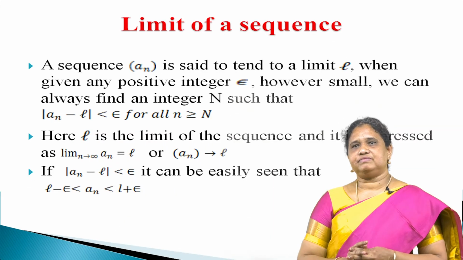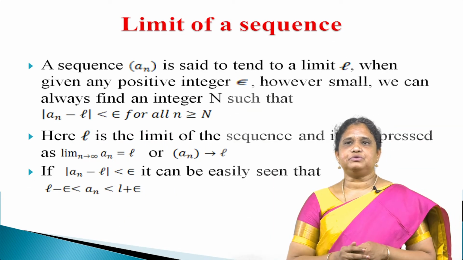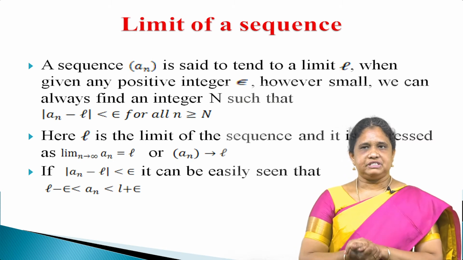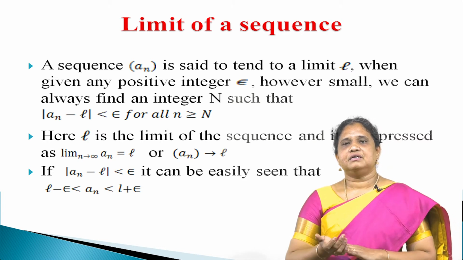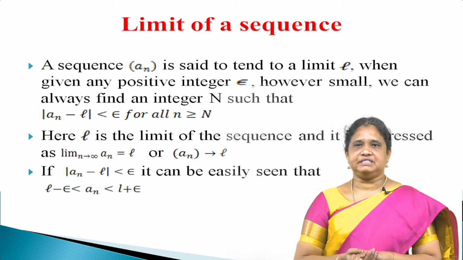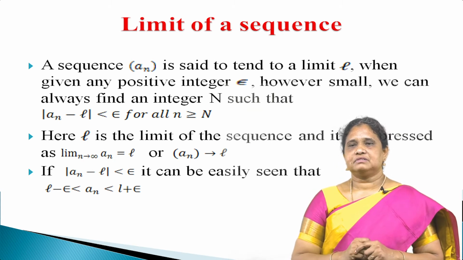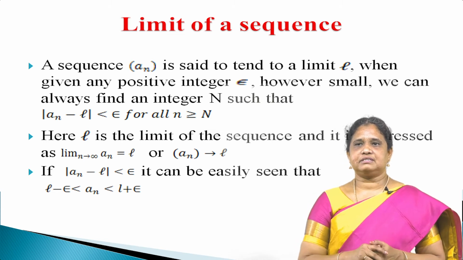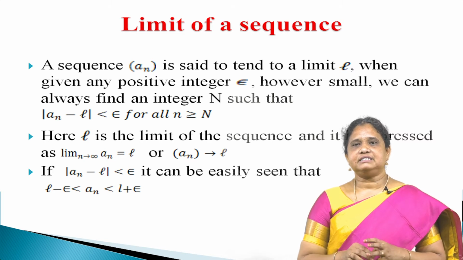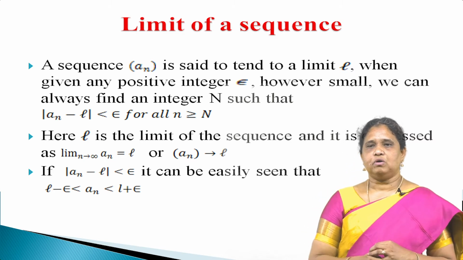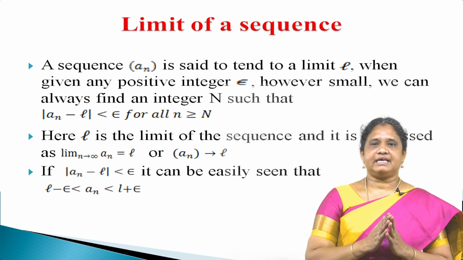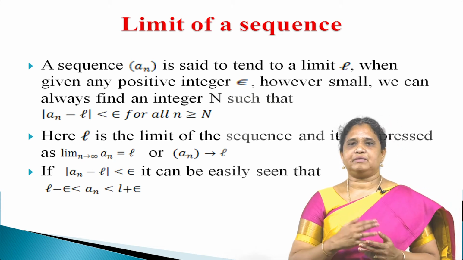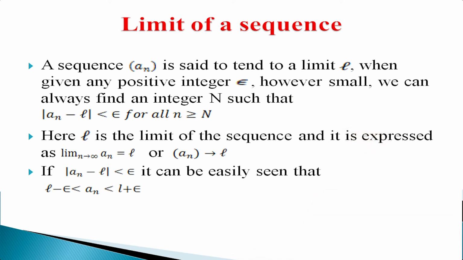So the concrete definition of the limit: a sequence an is said to tend to a limit L if, for a given positive epsilon, however small it may be, we can always find an integer N such that modulus an minus L is less than epsilon for all n greater than or equal to N. Here L is the limit of the sequence and it is expressed as limit n tends to infinity an is equal to L, or the sequence an converges to L. Also, modulus an minus L less than epsilon can be represented as an interval: L minus epsilon less than an less than L plus epsilon.